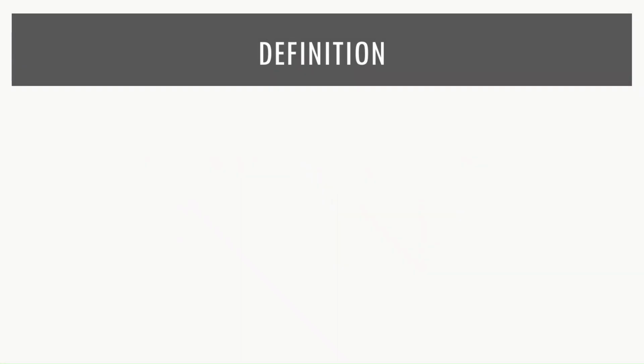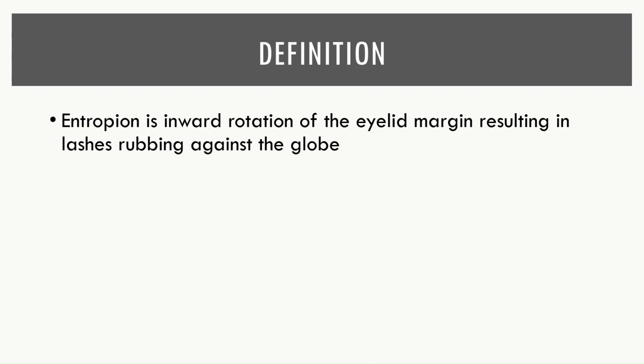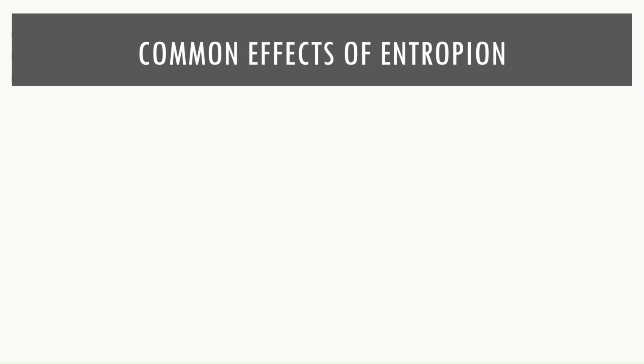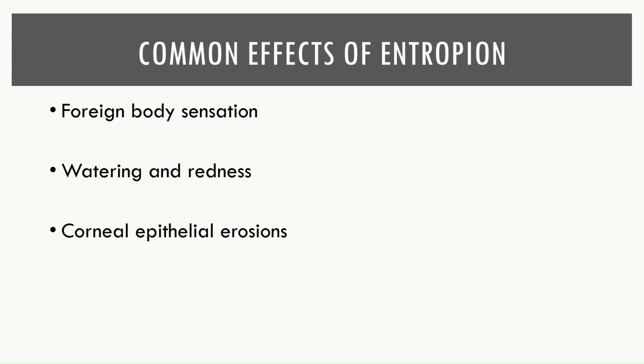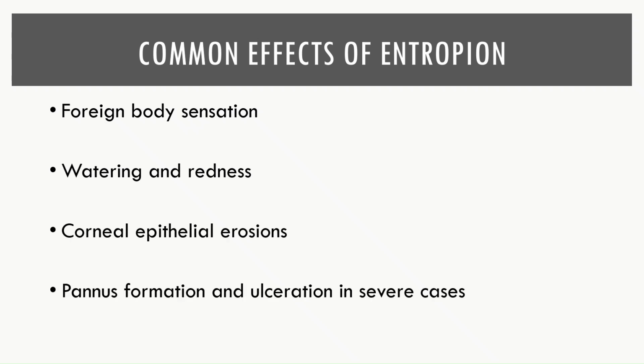In this video, we will discuss entropion. Entropion is inward rotation of the eyelid margin resulting in lashes rubbing against the globe. Chronic mechanical trauma from lashes causes progressive corneal pathology if untreated. The common effects are foreign body sensation, watering and redness, corneal epithelial erosions, pannus formation and ulceration in severe cases.